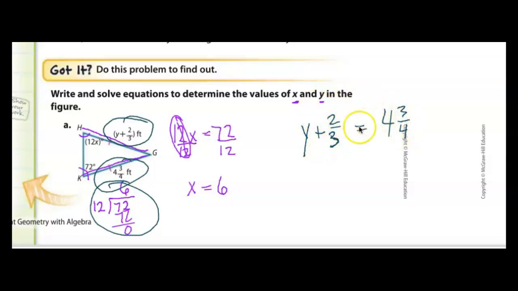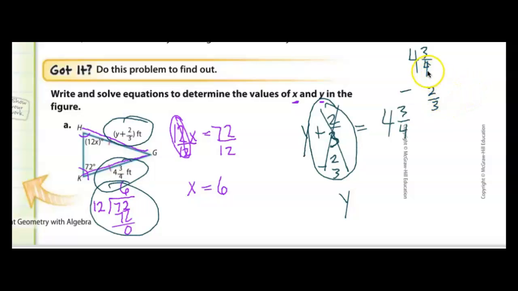Okay, so if we have the fact that we are adding 2/3, how do we get rid of that? Answer that question for me. Okay, yeah, we have to subtract 2/3. And this is going to create a 0 pair. Okay, so then we'll be left with y by itself. But now we have this problem. We have to take 4 3/4, and we have, that's a 4, sorry. We have to subtract 2/3.